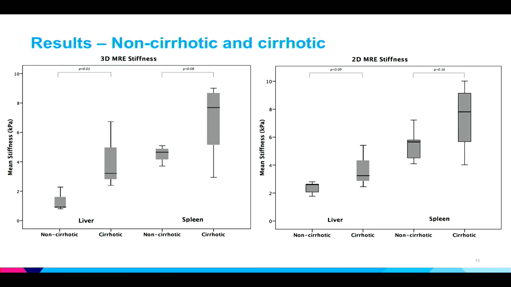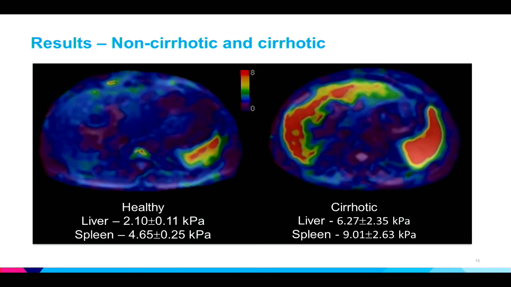So here we have 3D MRE and 2D MRE of the liver and the spleen in non-cirrhotic and cirrhotic. So with 3D MRE, we had a significant increased stiffness in the liver between cirrhotic and non-cirrhotic, not quite there in the spleen. In 2D MRE, we didn't see any significant difference between cirrhotic and non-cirrhotic. And here's an example image of a healthy subject and a cirrhotic subject. And you see how the stiffness can change a lot in both the liver and the spleen.